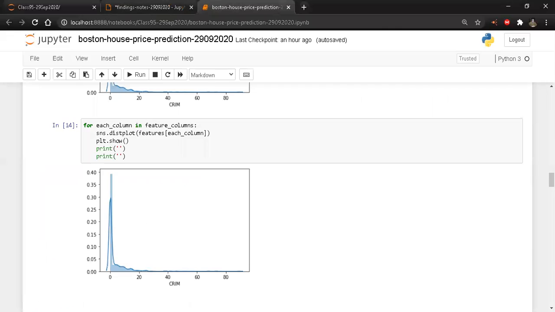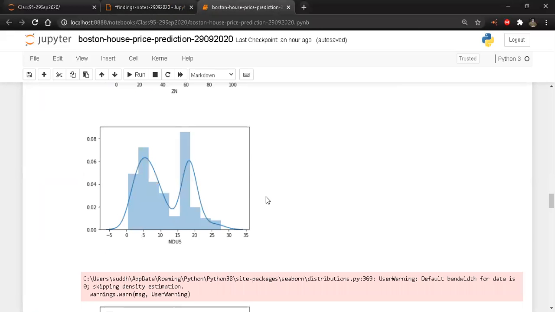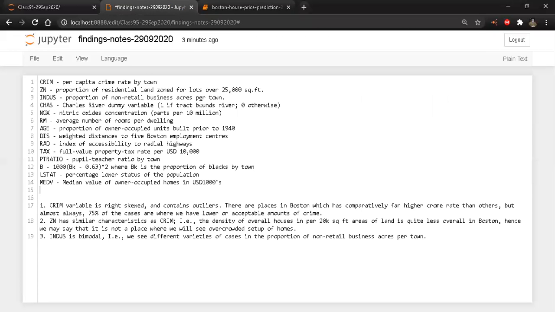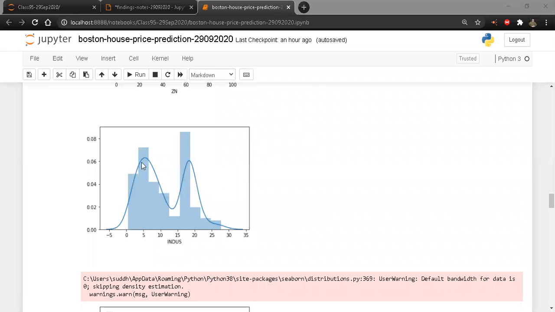So we have looked into CRIM, we looked into ZN. The next is INDUS. INDUS is the proportion of non-retail business acres per town. This is bimodal. It means there are two such possible areas where the proportion of non-retail businesses are higher. That gives you an idea what background of people will be more interested to stay in this area, right?